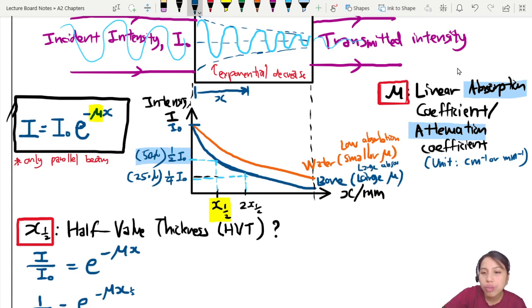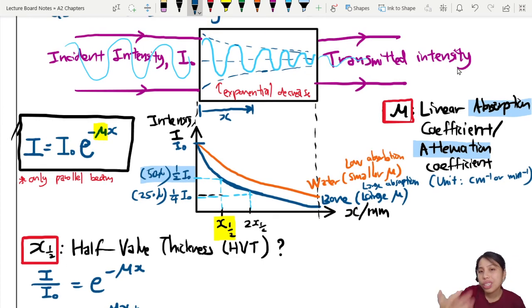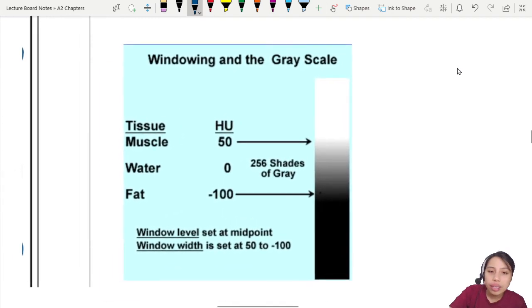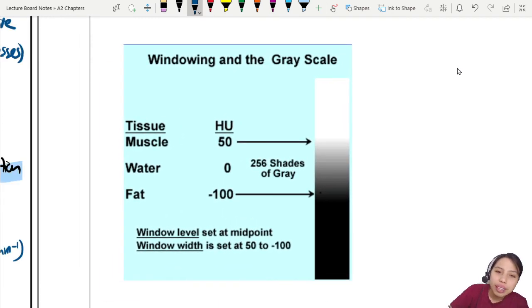So the computer is very clever. It will measure all these, actually the film you can see, whatever X-rays make it through will cause different shades of color. So maybe like this one here. This one is HU, but you can replace this with mu. It's a different unit, but you can replace this column with mu.